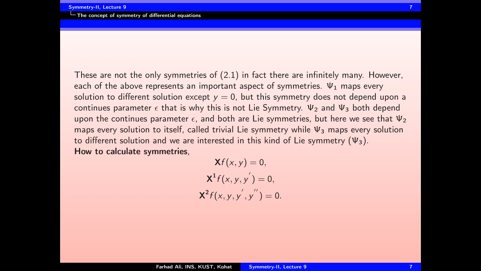We see that all the given symmetries, that is psi 1, psi 2, psi 3, are symmetries of the differential equation 2.1. Psi 1 maps every solution on a different solution except y equal to 0. This symmetry maps y equal to 0 on y equal to 0. All other solutions are mapped on minus c, c maps on minus c, but y equal to 0 is mapped on 0. Also, this symmetry does not depend on a continuous parameter epsilon. It is only a reflection.